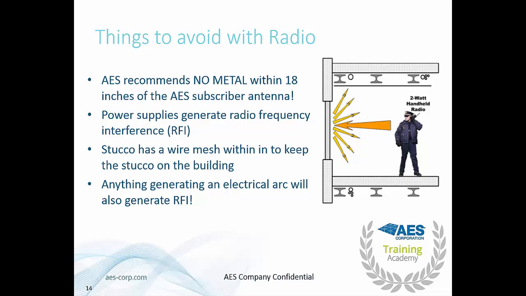This generates a wire mesh that it's very hard to get the radio frequency out of. Also, anything that generates an electrical arc or draws large amounts of current also generates radio frequency interference. Something to keep an eye on when picking a location. So we want to keep it away from any high voltage junction boxes.